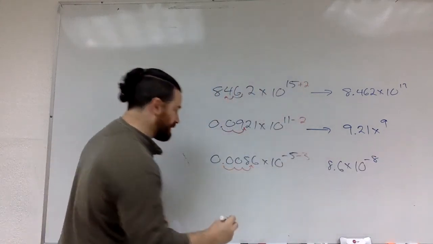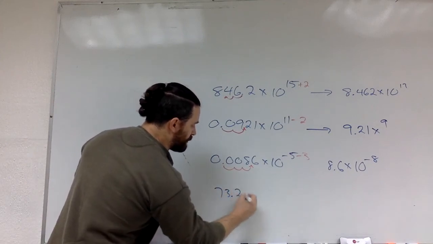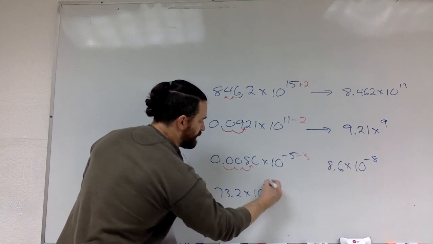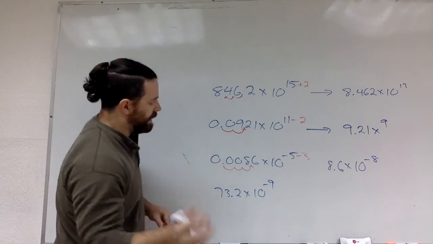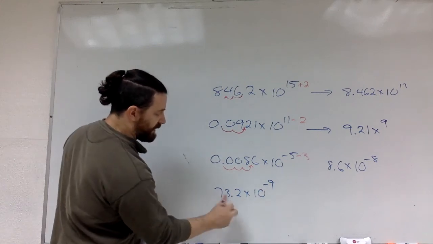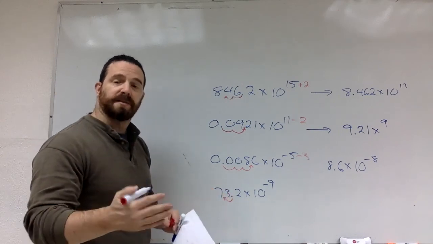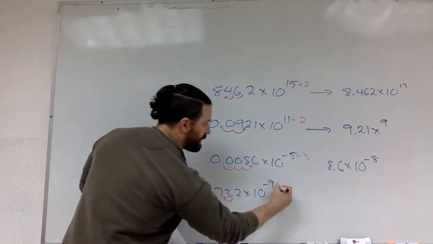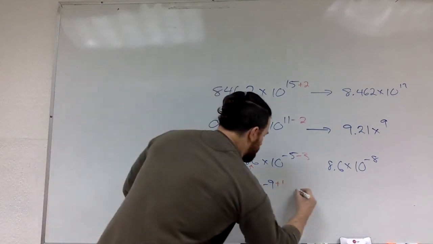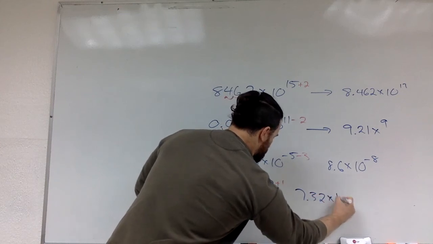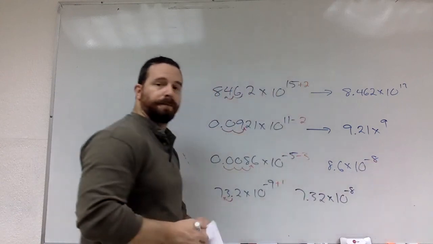One more example, and then you guys are going to start here. So what if I have 73.2 times 10 to the negative 9? I'll have to move the decimal 1 place to the left. Left, izquierda. Izquierda means increase. So I'm going to increase by 1. So now I'm going to get 7.32 times 10 to the, negative 9 plus 1 makes negative 8.